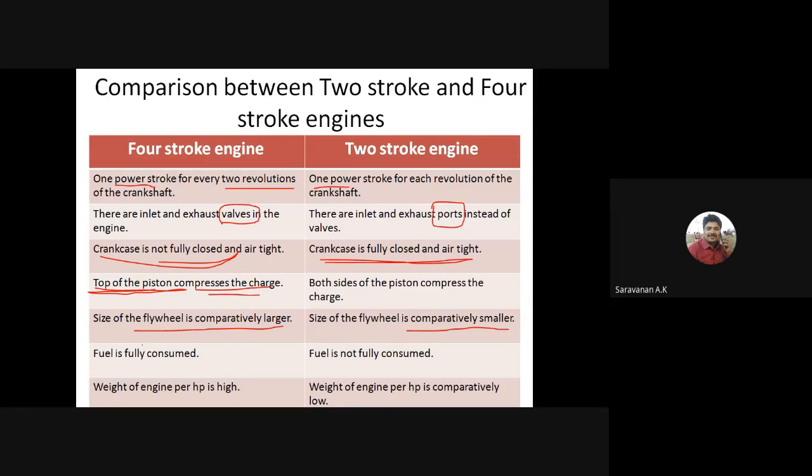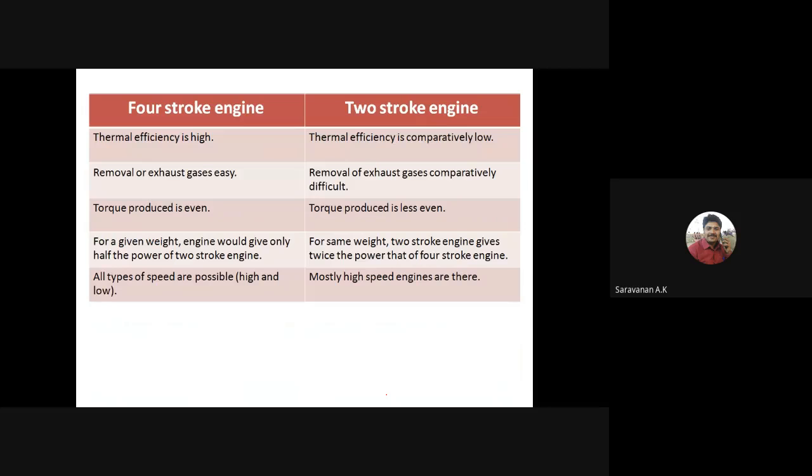Then here all the fuel mixture is consumed, but here it is not like that, right? Some fresh charge goes out to the exhaust. So the horsepower is high here and low there. Then the thermal efficiency is higher in the four-stroke engine and comparatively low in the two-stroke engine. The torque produced is even in one, and not as even in the other. Then high speeds are possible in the four-stroke engine, and mostly high speeds here too, right?